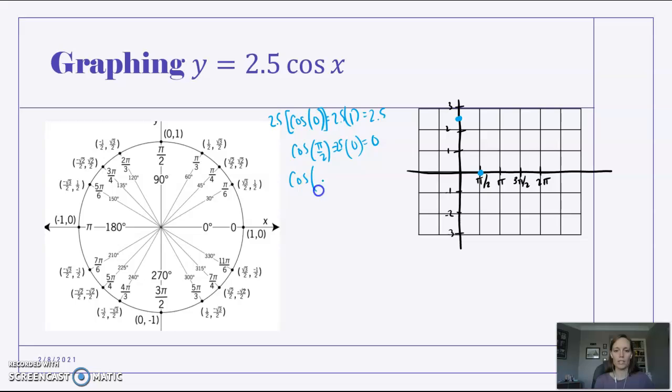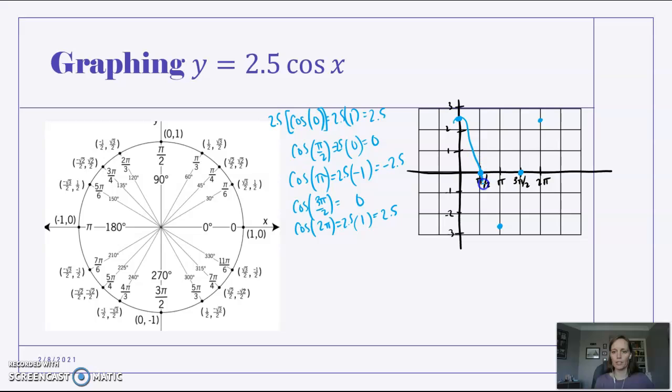The next one is cosine of pi, which is equal to -1. And when I multiply negative 1 by 2.5, I get negative 2.5. So that's going to move my minimum down here to negative 2.5. Cosine of 3 pi over 2 is equal to 0. And if I multiply 0 by 2.5, I'm still going to get 0. And then finally, cosine of 2 pi is equal to 1. And if I multiply 1 by 2.5, then I get 2.5. And so that maximum would be up there at 2.5.